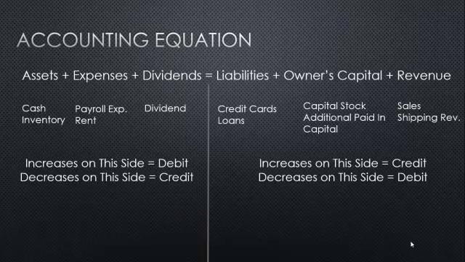So if it's on the left side, assets, expense, or dividends, and it increases, I want you to debit that account. If it decreases, I want you to credit that account. On the far right side, if it's a liability, owner's equity, or revenue, if it increases, I want you to credit that account. If it decreases, I want you to debit that account. So let me give you some examples here.